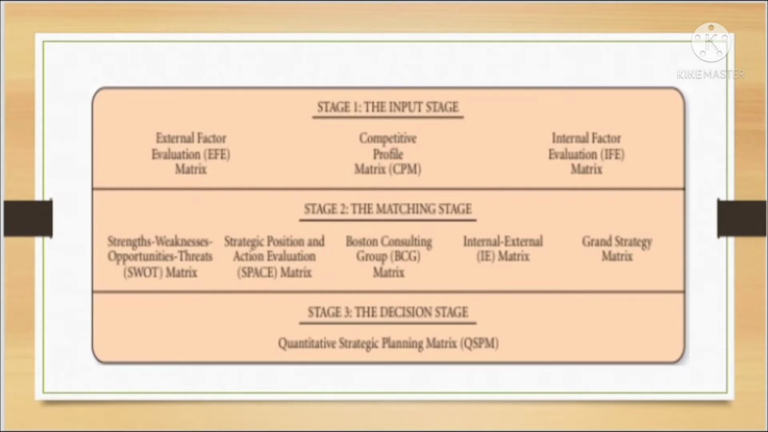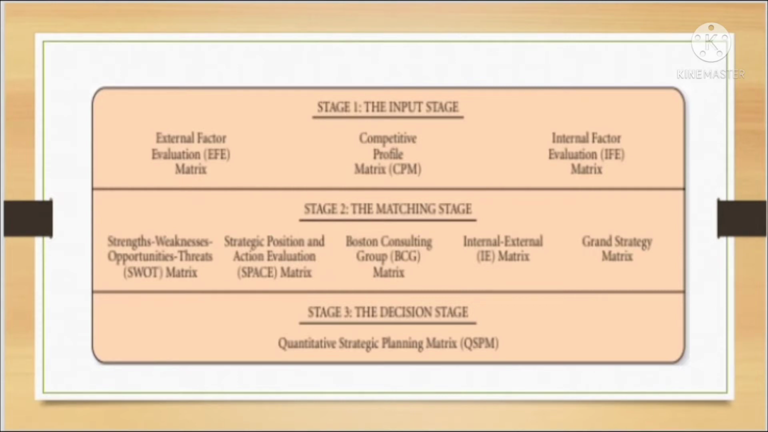Stage 3. Decision stage. Involves a single technique, the Quantitative Strategic Planning Matrix. A QSPM uses input information from stage 1 to objectively evaluate feasible alternative strategies identified in stage 2. It reveals the relative attractiveness of all alternative strategies and thus provides an objective basis for selecting specific strategies.